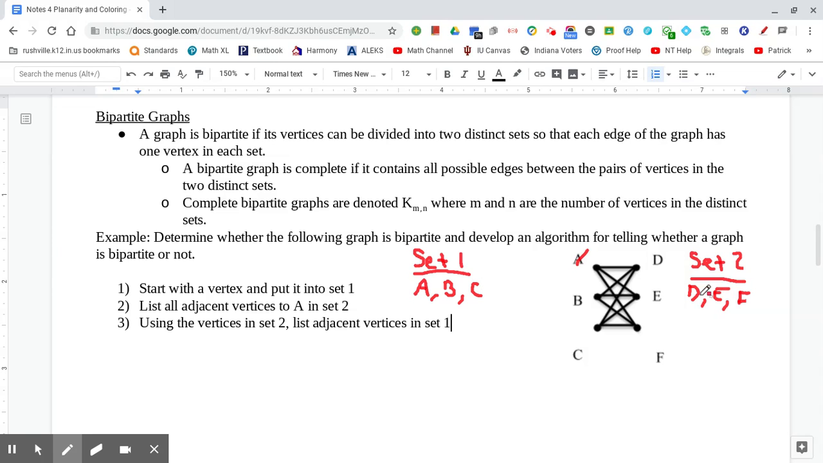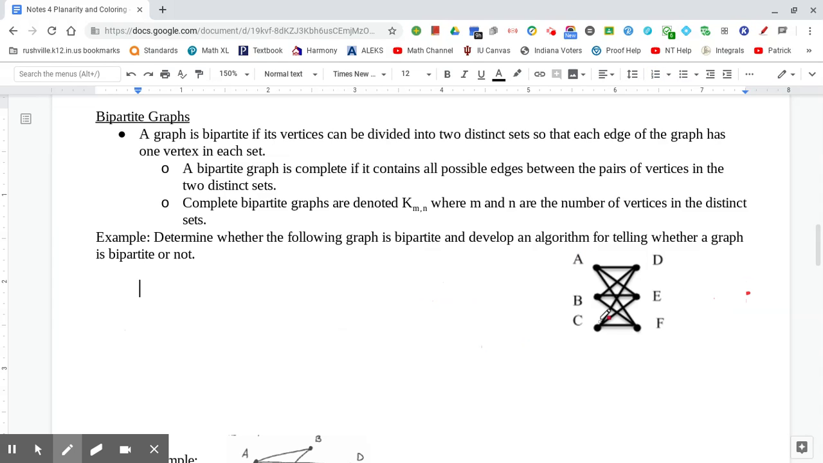E is adjacent to A. E is adjacent to B. E is adjacent to C. F is adjacent to A, F is adjacent to B, F is adjacent to C. Now I need to double check B. Is there any other vertex that B is adjacent to? B is adjacent to only D, E, and F, which is good, those are just in set 2. C is adjacent to D, E, and F, which again are just in set 2. I didn't have any vertex that was both in set 1 and in set 2, which means that this graph is bipartite.